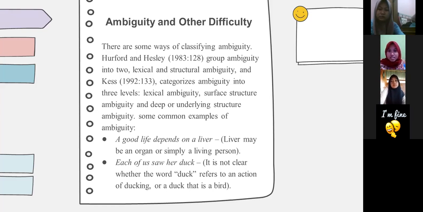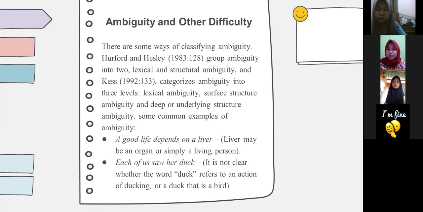Here in the slide, we can see some common examples of ambiguity. For example, a good life depends on the liver. Liver may be an organ or simply a living person. The second example is each of us saw her duck. It is not clear whether the word duck refers to an action of ducking or a duck that is a bird. So ambiguity can be interpreted in two different interpretations or more.